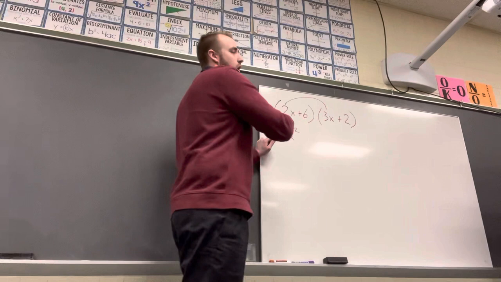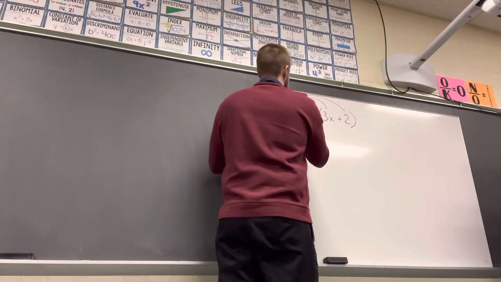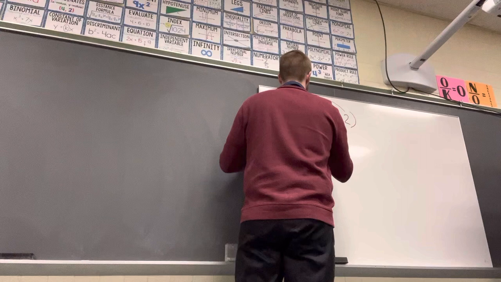2x times what? 2. Good. So that's the outer, correct? So now what's 2 times 2? 4x. 4x, right? 2x times 2 is 4x, good. Then what's the next step?